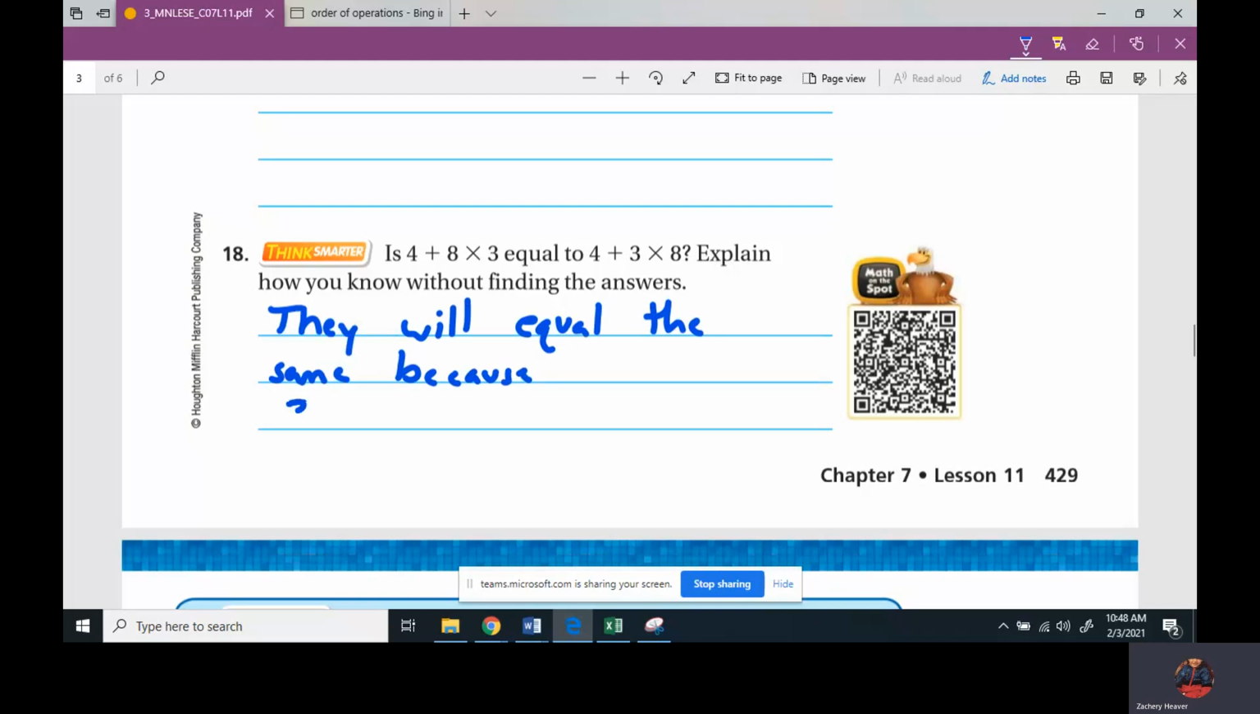Because we know 8 times 3 is the same as 3 times 8. That's commutative property. That is commutative property. The other add-in plus 4 will not change.